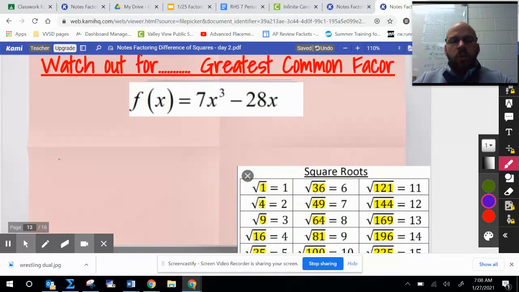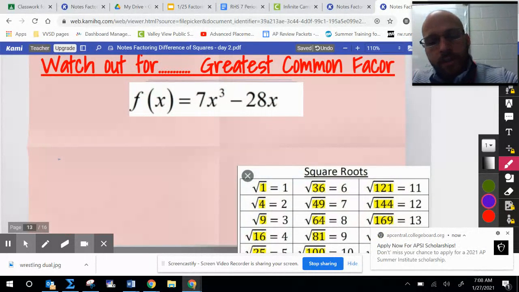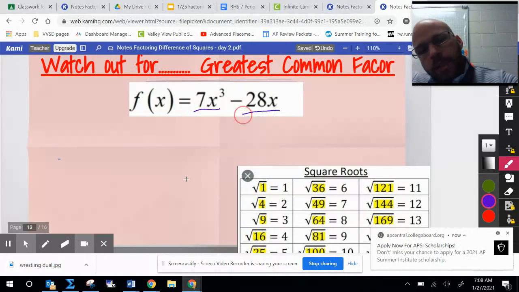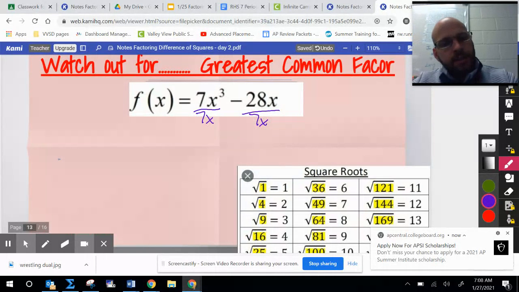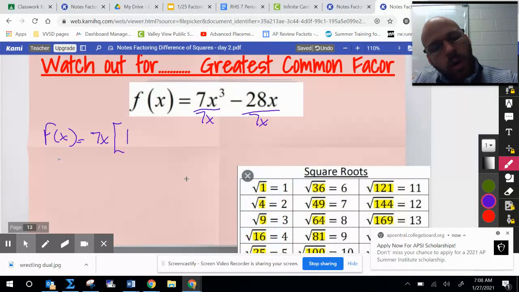Same idea. Let's watch out for that greatest common factor. So the biggest term that can divide 7 and 28 is going to be a 7 and an x. So if I write this function, I'm going to take out that 7x. 7 divided by 7 is a 1, x squared. Minus 28 divided by 7 is a 4.